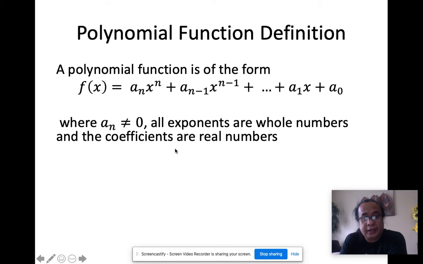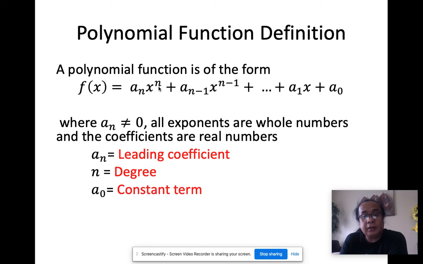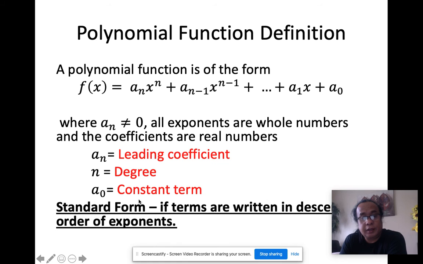A sub n is what you call the leading coefficient of the polynomial function, and whatever the highest power is is what you call the degree. The last term, a sub 0, is what you call the constant term. A polynomial function is in standard form if the terms are written in descending order of exponents, which means the power of x should be decreasing all the way down to the number.